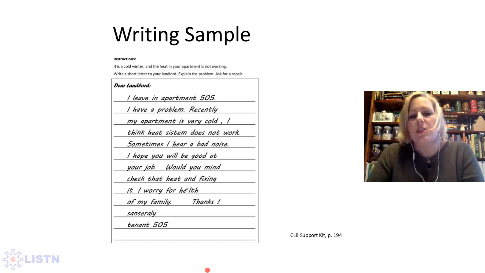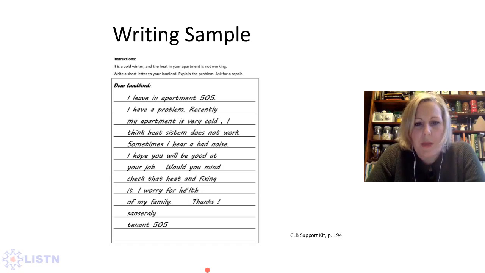My apologies. So this comes from the CLB support kit on page 194, and it's in response to a very simple task that the student has to write a letter to the landlord expressing that there's a problem with the heater. The heat isn't working. And we went through and did various ways that this could be assessed.